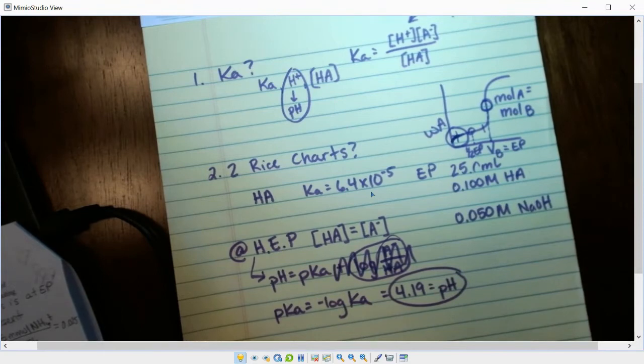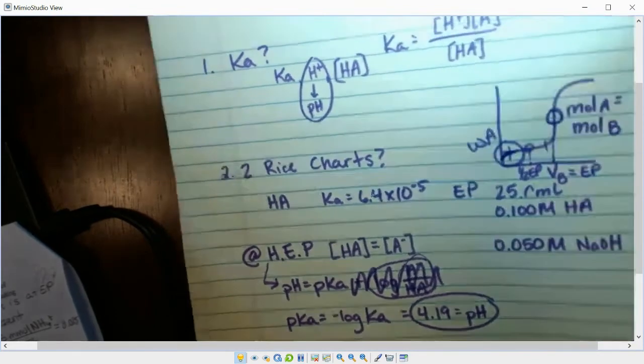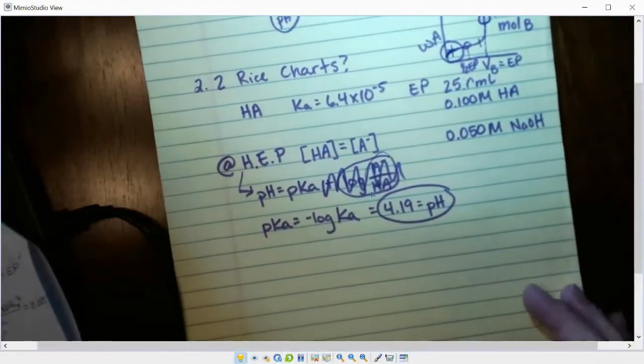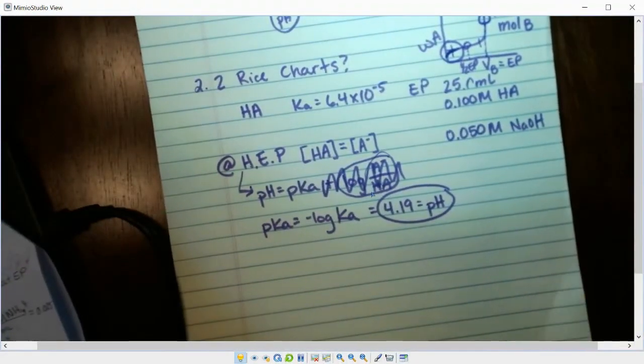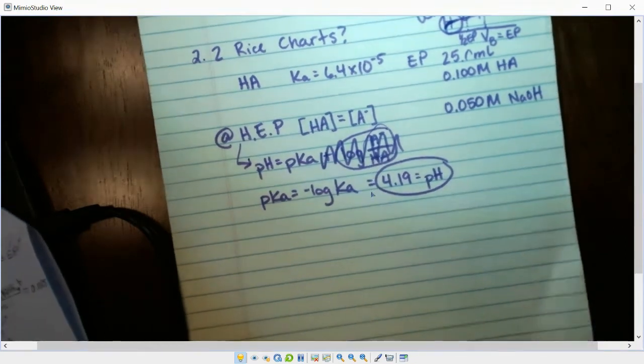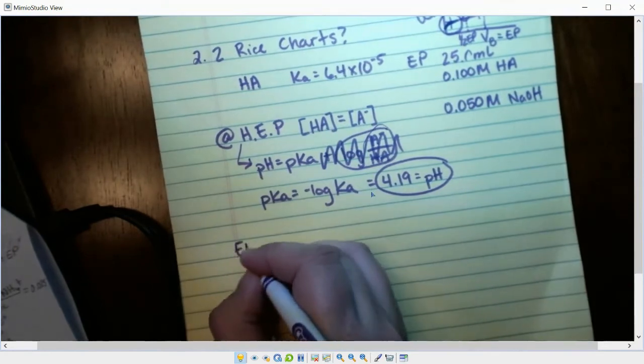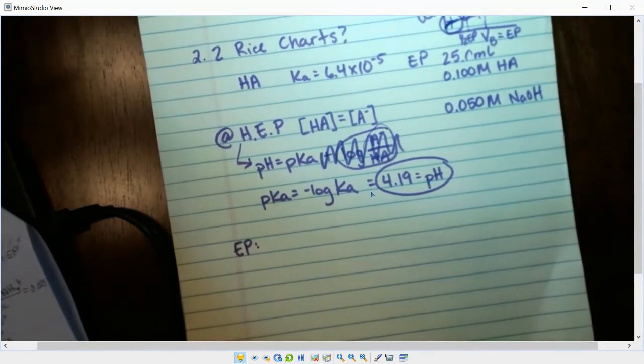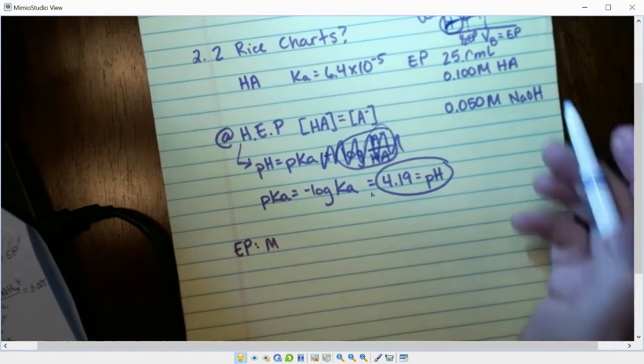For the equivalence point, it's a little tougher, because we've got to do some RICE chart business. And kind of the whole purpose of showing the two RICE charts is so that you can understand what's going on. You don't necessarily have to do both of those RICE charts to be able to fully answer this question, but for you to have that conceptual understanding, that's more the reason why you see those two RICE charts. So at the equivalence point, we know that moles of acid equals moles of base.